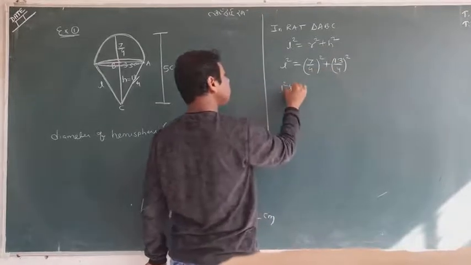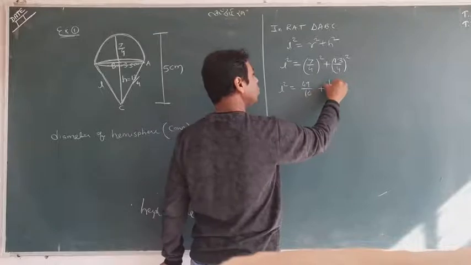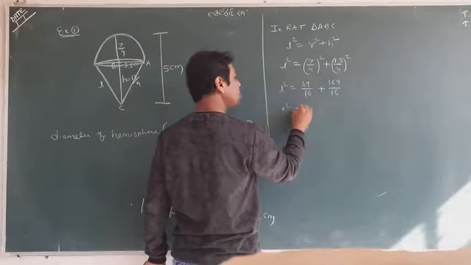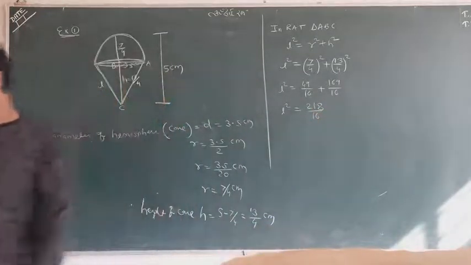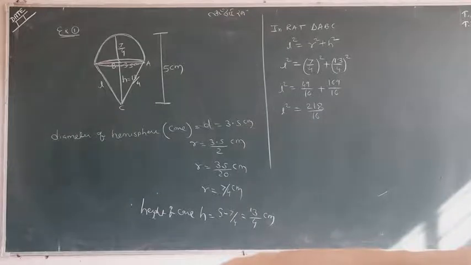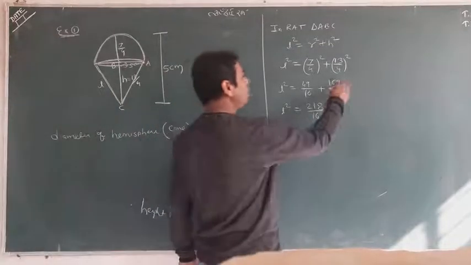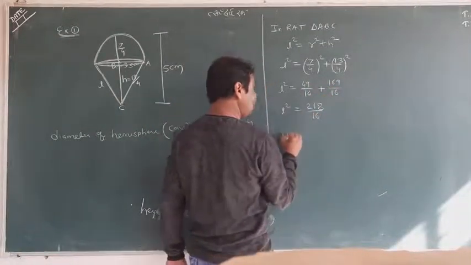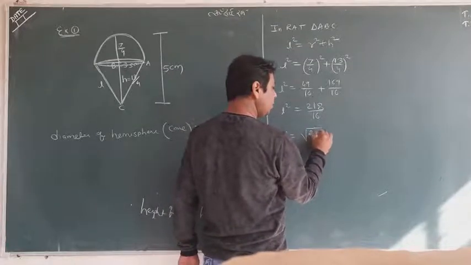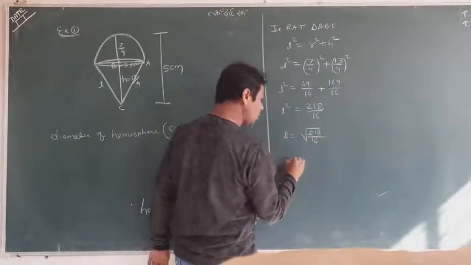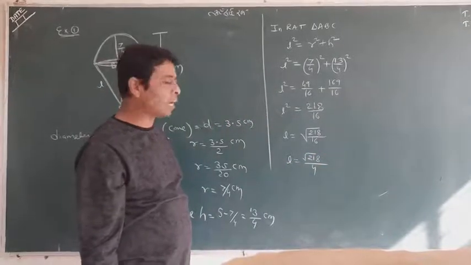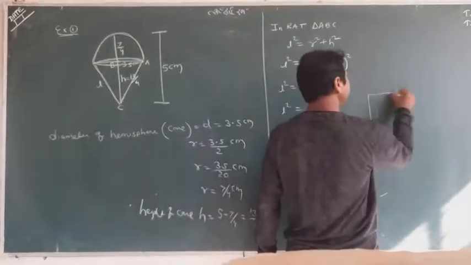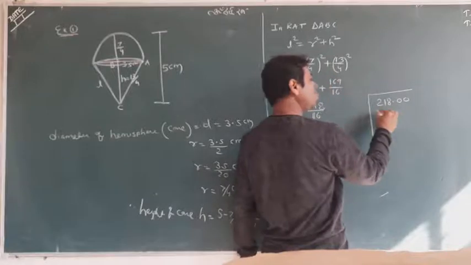So lastly, I will find 49 by 16 and 169 by 16, and I will add it. This is 218 by 16. So l is equal to root of 218 upon 16. 16 can be written as 4 squared, no matter, but we have to find the approximate value of 218. Can you find it? It's the square root of 218.